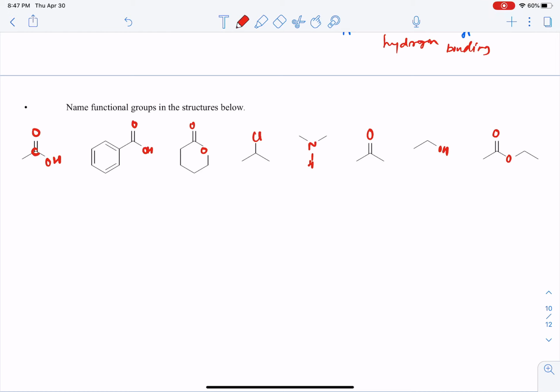So it's a carboxylic acid. How did I know there is a carbon? It's carboxylic, with this O, and it's an acid, so this group can produce an H plus. That's why it's called carboxylic acid. Next one is an aldehyde.